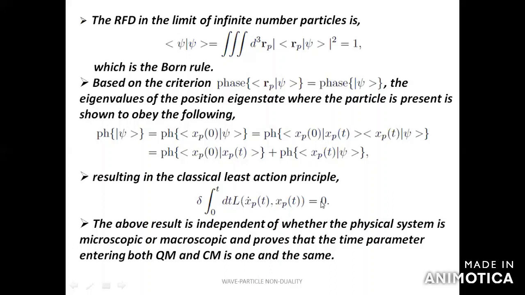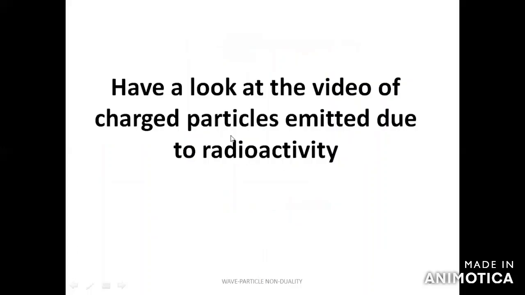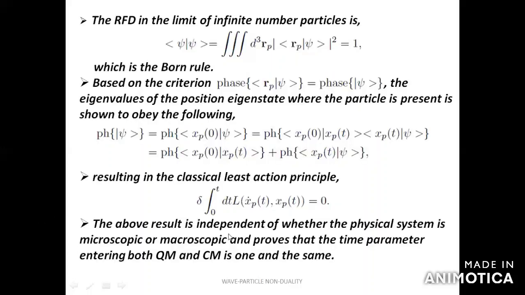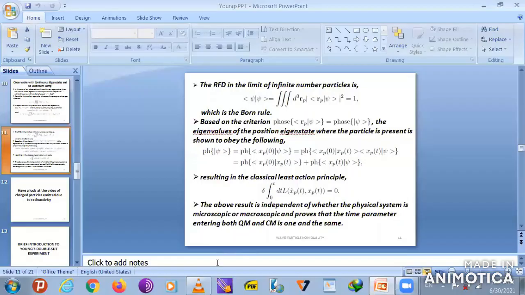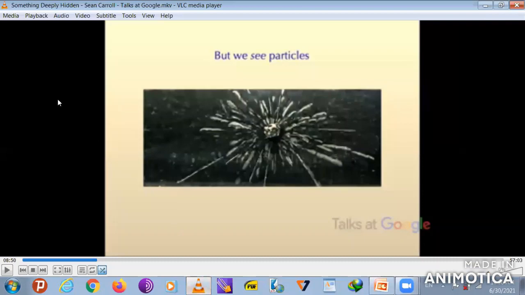This we already know. So next, let us see how this result is important. Let me show you a small video. I have taken this from Sean Carroll's video lecture, available on YouTube. What we have is a radioactive element kept inside a bubble chamber, or it can be a cloud chamber, doesn't matter. When the charged particles are emitted, they come out in straight lines.